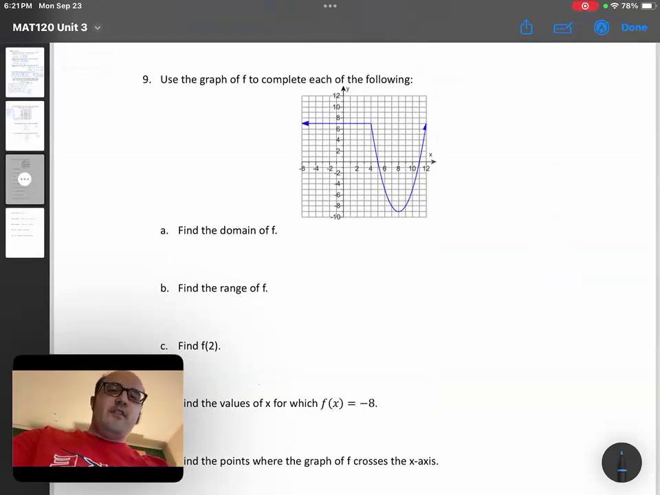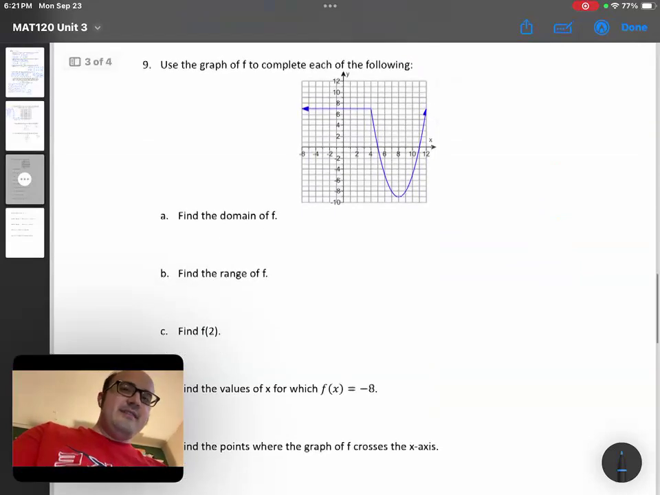Welcome back to Part 3 of the Unit 3 review. This ninth question here: using the graph of f to complete each of the following. Based on this graph here, and I'll do my best to have it up here most of the time. There's multiple parts on this one, so please bear with me.